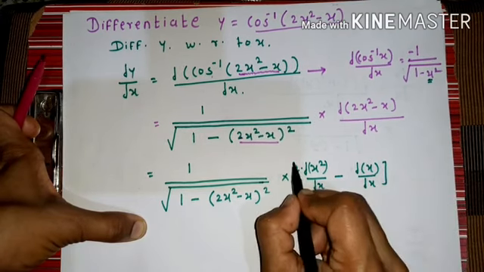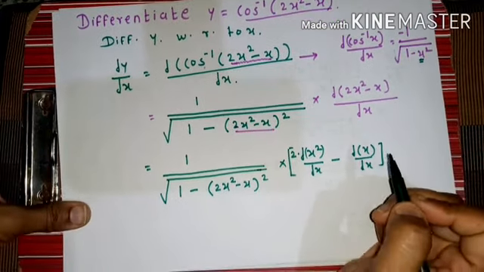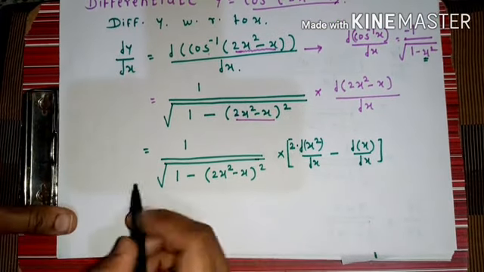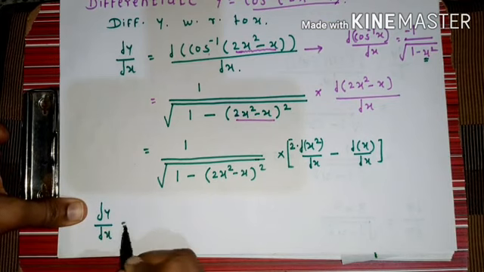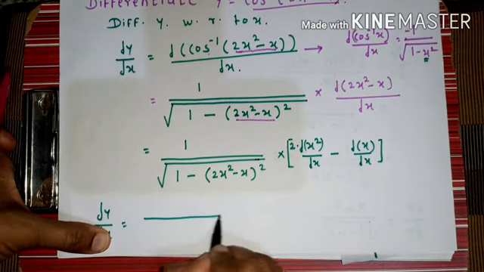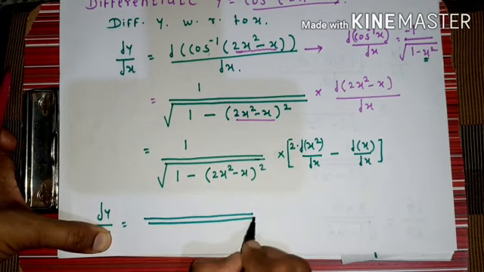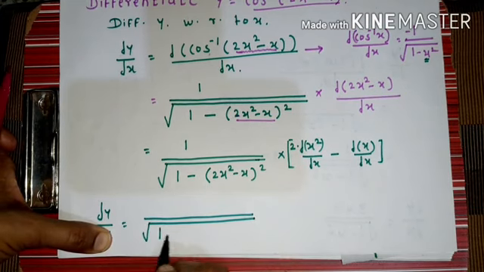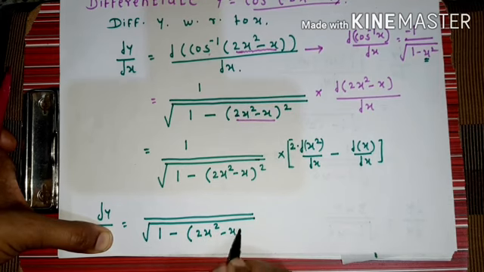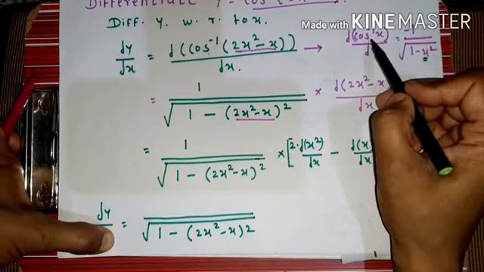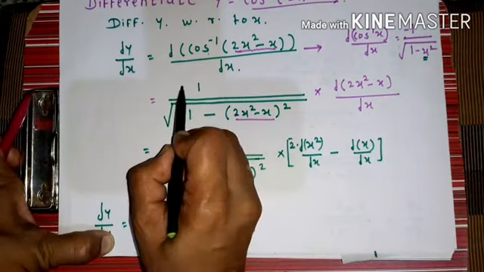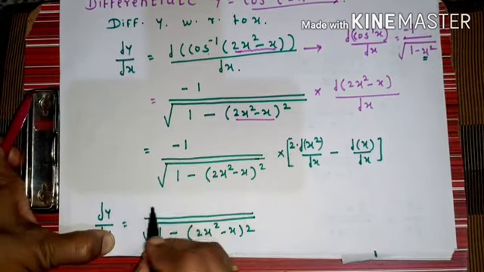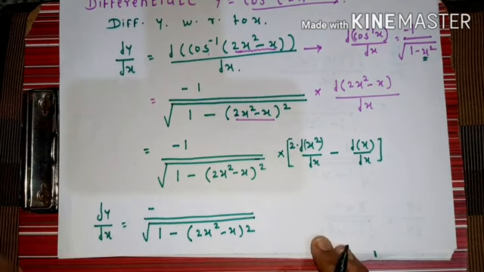Okay. In this way, dy by dx is equal to 1 upon square root of, that is as it is, and this is 1 minus 2x square minus x. Sorry, the differentiation of cos inverse of x is minus 1 upon square root of 1 minus x square. That's why it is negative, and this is negative.